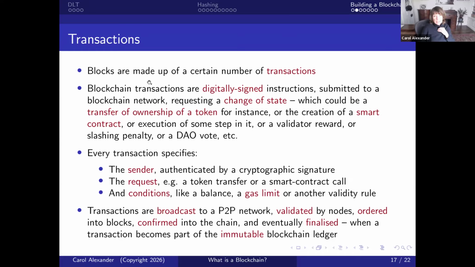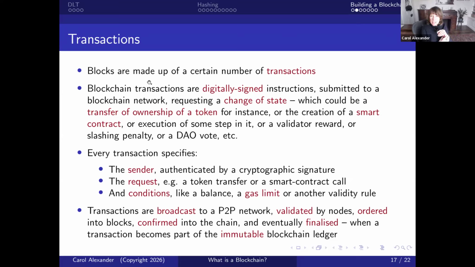What it does is request some sort of change of state, of which there are many. I'm often going to be using the transfer of ownership of a token, because that's quite a simple one, as my examples going forwards, not necessarily in this lecture, but later on. But there are other things like creating a smart contract. We'll look at smart contracts in lecture 5. Because a smart contract is self-executing, it sits on the chain, but it can then alter the state in the future many different times.